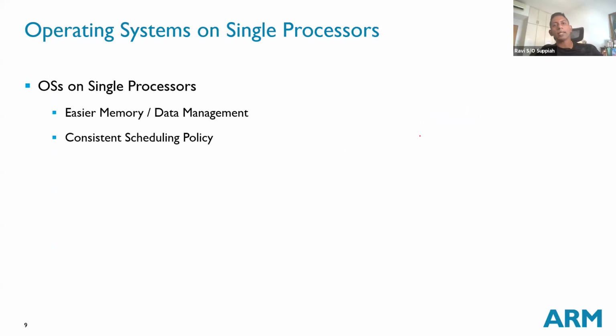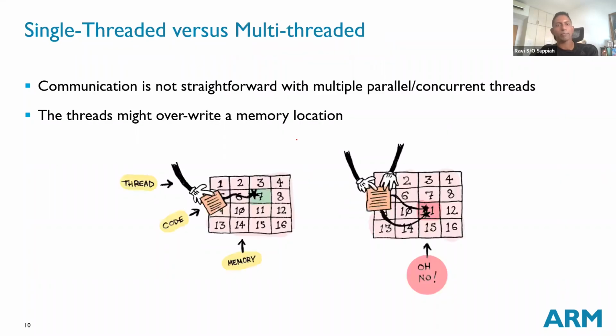Okay, so the other way is where we use the operating system to actually provide this parallel processing concept. It can work on a single processor without any issue. With a single processor, you have easier memory and data management, and you have a consistent scheduling policy. Whichever scheduling policy you choose, you can apply it throughout the entire system that you're going to design. All right, so that is basically the focus of what we are looking at.